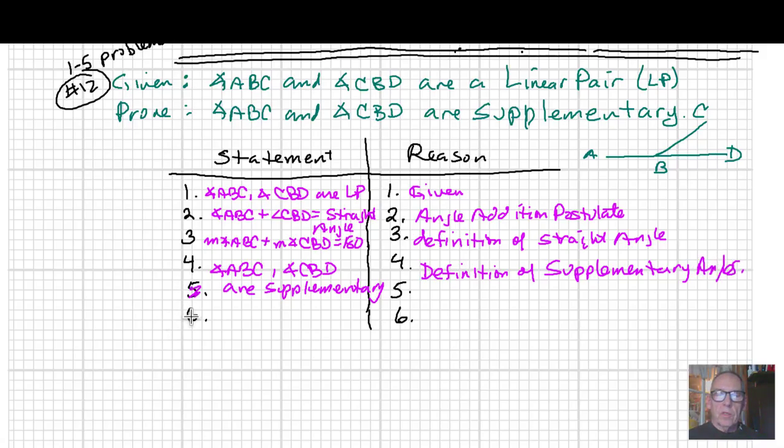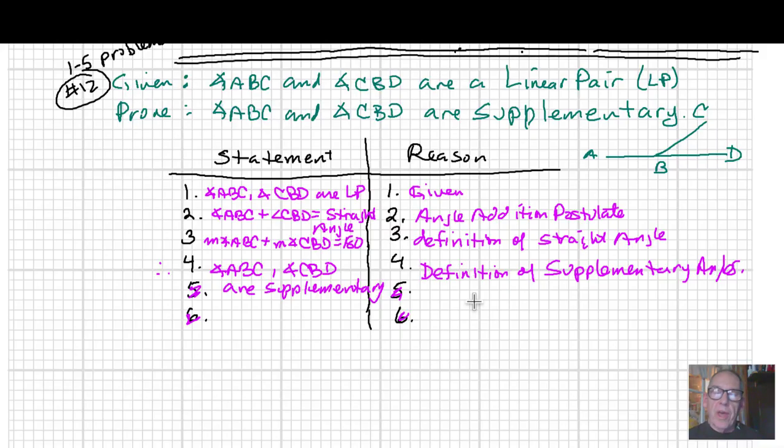Yeah, it looks like that's what we needed to do there. So ABC and CBD are a linear pair. Got that. Because they're a linear pair, that means that with angle addition, they make the straight angle. Straight angle is 180 degrees. Since those 2 angles make the straight angle, their measures make 180, because that goes with the straight angle having a measure of 180. And by definition of 2 angles that add up to 180, they are supplementary. So we've shown that they're supplementary.